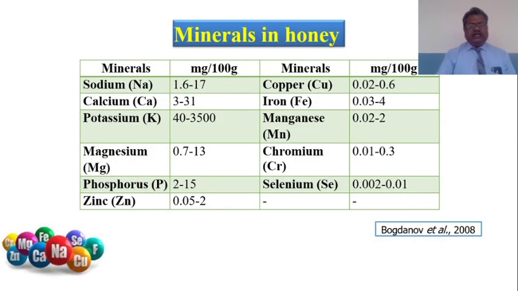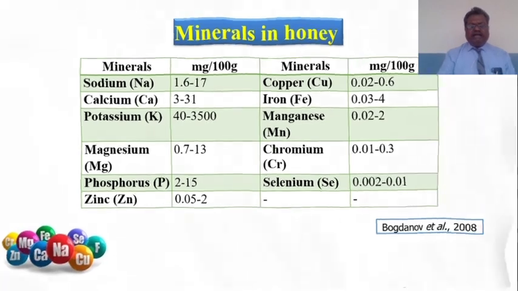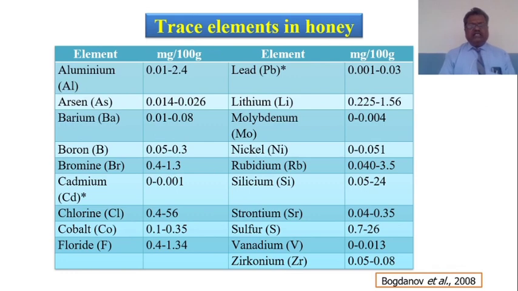Then different minerals present in the honey. These minerals are sodium, calcium, potassium, magnesium, phosphorus, zinc, copper, iron, manganese, then chromium and selenium. These are the different minerals and their components present in the honey, in mg per 100 gram of the honey. Then these are the different trace elements which are also present in the honey, their amounts in milligram per 100 gram of the honey. These elements are aluminium, arsenic, barium, boron, bromine, cadmium, chlorine, cobalt, fluoride, lead, lithium, molybdenum, nickel, rubidium, silicon, strontium, sulfur, vanadium, and zirconium. These are different trace elements present in the honey.